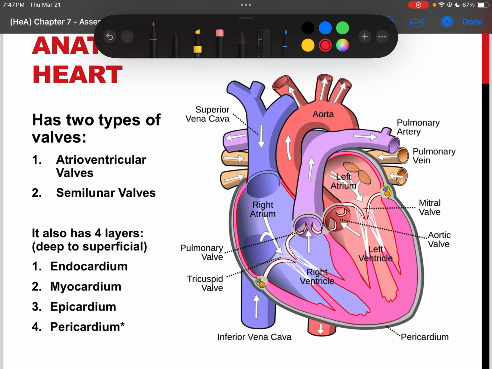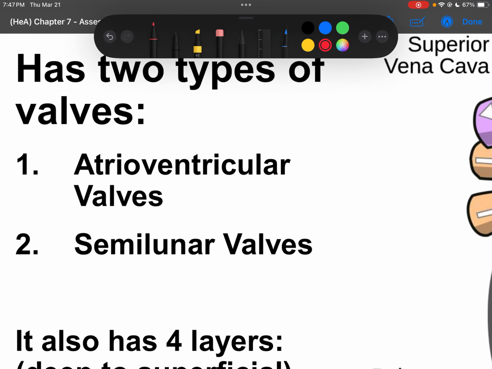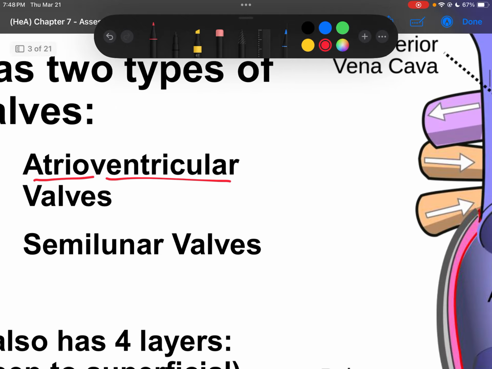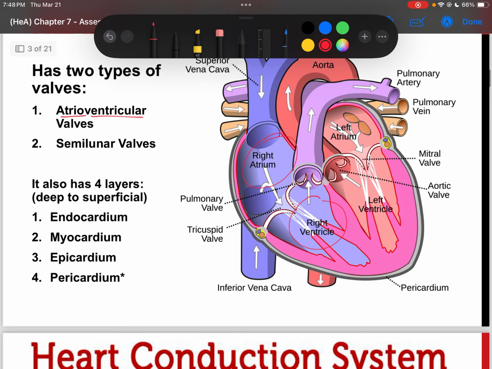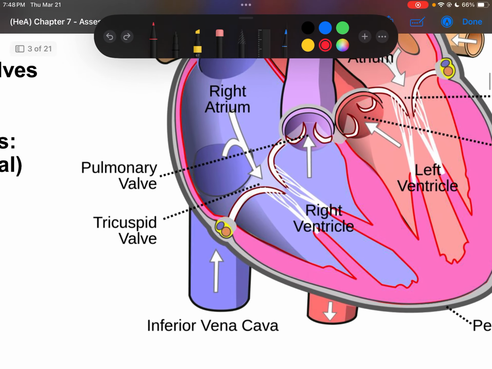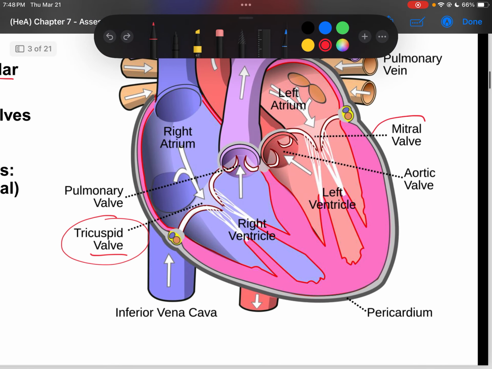In order to understand valves, you have to remember that there are two types of valves. The first one is our atrioventricular valves. From the name itself, class, atrioventricular, it connects both the atrium and the ventricle. In our heart, there are two atrioventricular valves. First is our tricuspid valve. This one here. Next is our mitral valve. This one. As you can see, both of them connect an atrium and a ventricle.